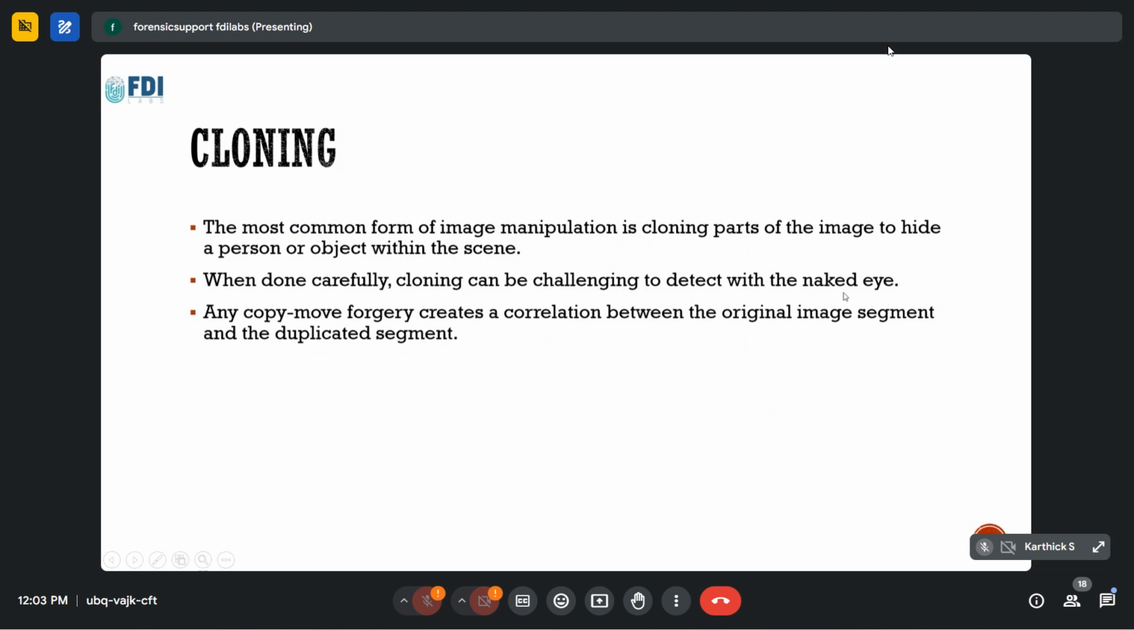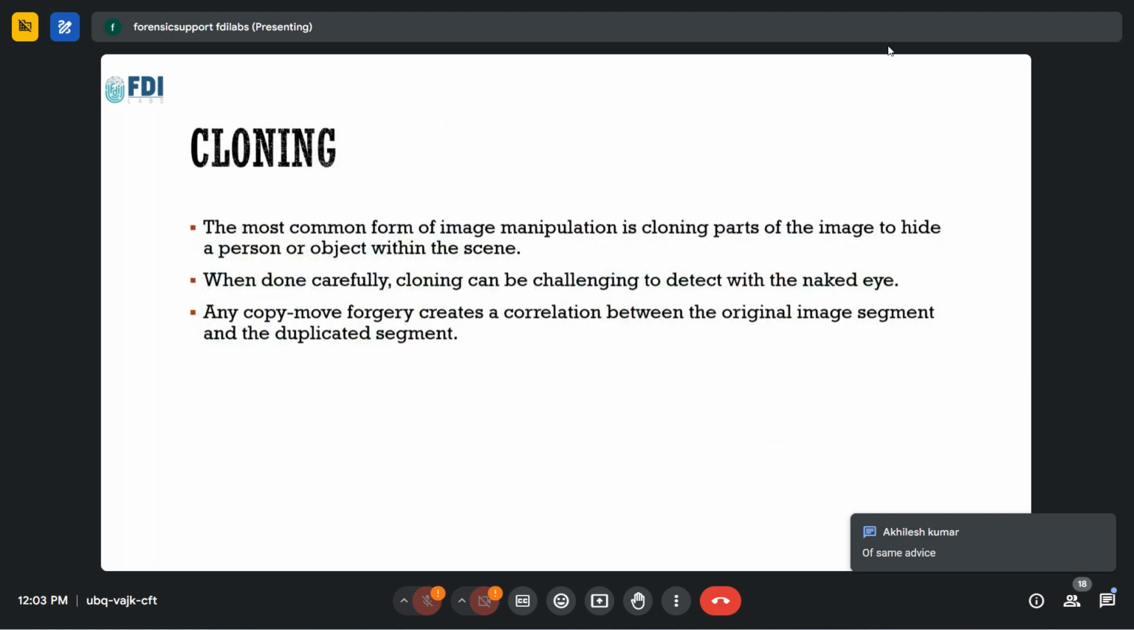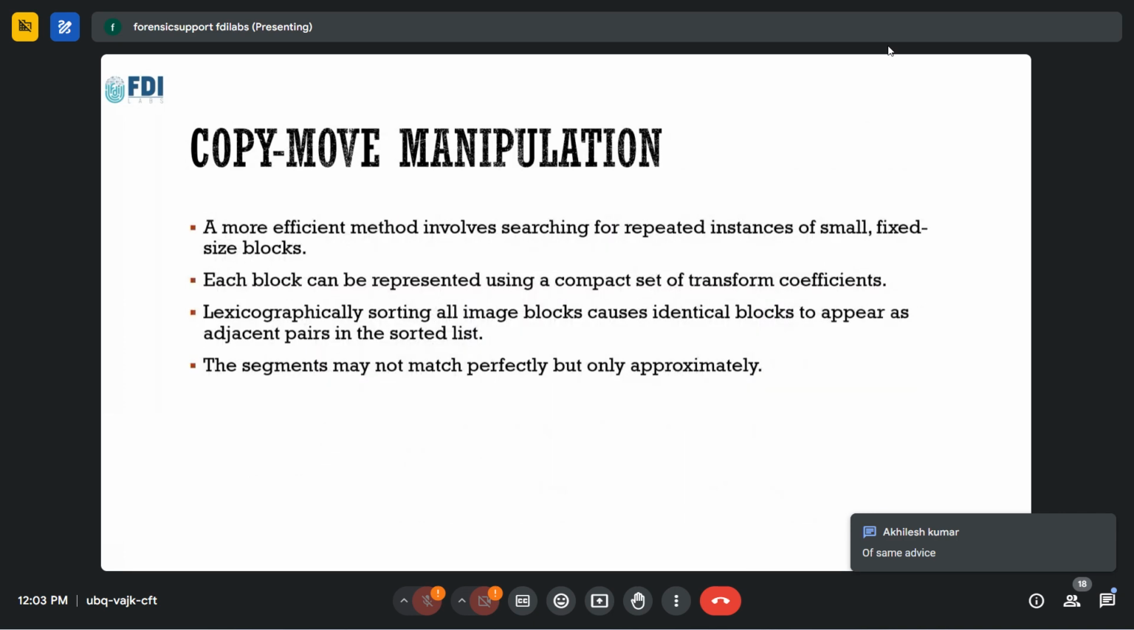So we use a detection technique for the duplicated region, to find how cloning has taken place in a particular image.